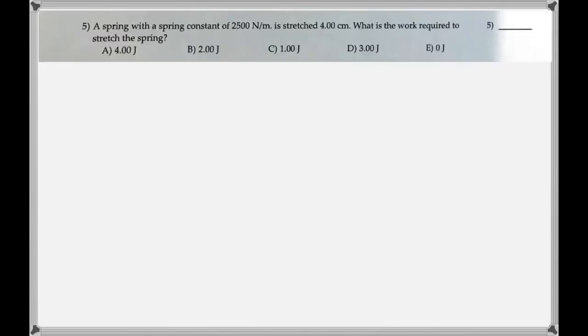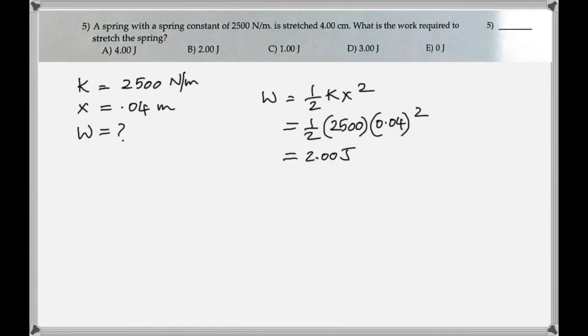Here's the next one, which is quite simple. A spring with a spring constant of 2500 Newton per meter is stretched 4 centimeters. Remember, that's in centimeters. What's the work required to stretch the spring? Of course, the work required is 1/2 kx squared. K is 2500. X is 0.04. Square that, and you get 2 joules. Let's move.